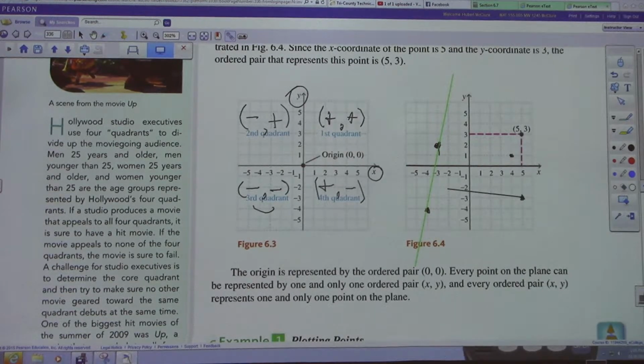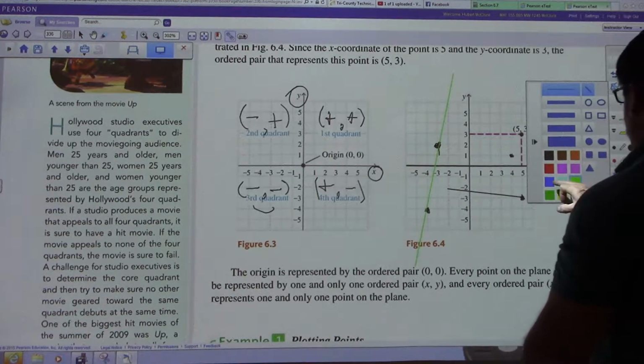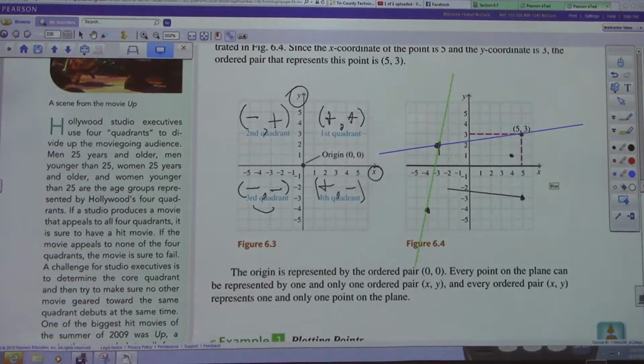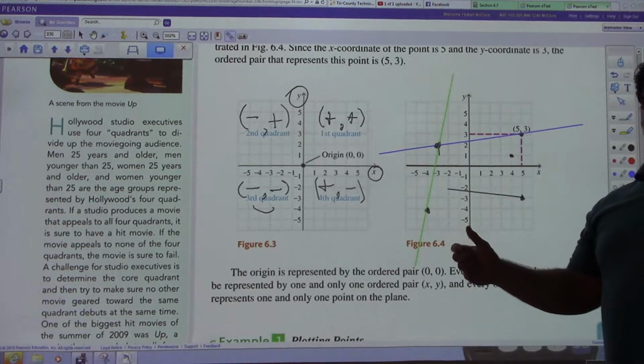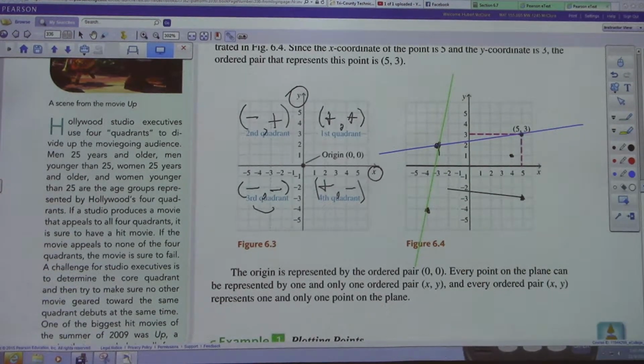Or I can take my same line maker, color it blue, and I can take these 2 points and connect them, and I made a line. These are called linear functions. Linear because it's a straight what? Line. All of 6.7 is linear.